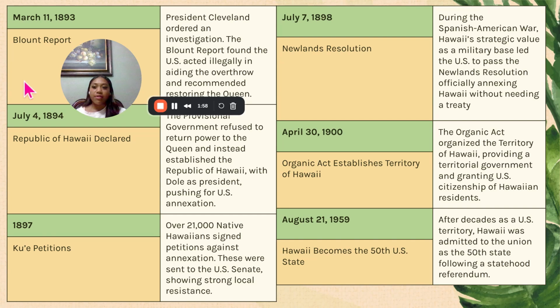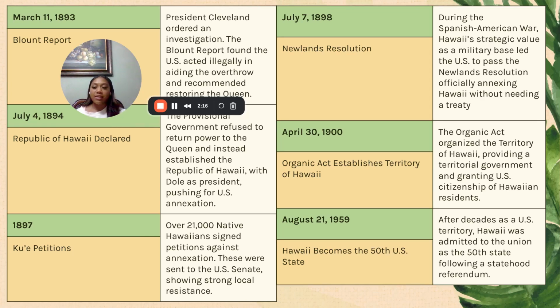On March 11, 1893, the Blount Report. President Cleveland ordered an investigation. The Blount Report found the U.S. acted illegally in aiding the overthrow and recommended restoring the Queen.